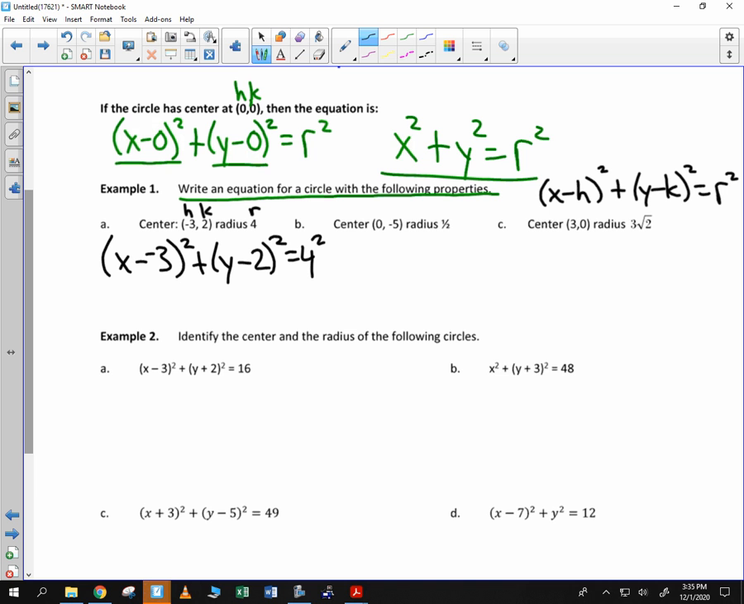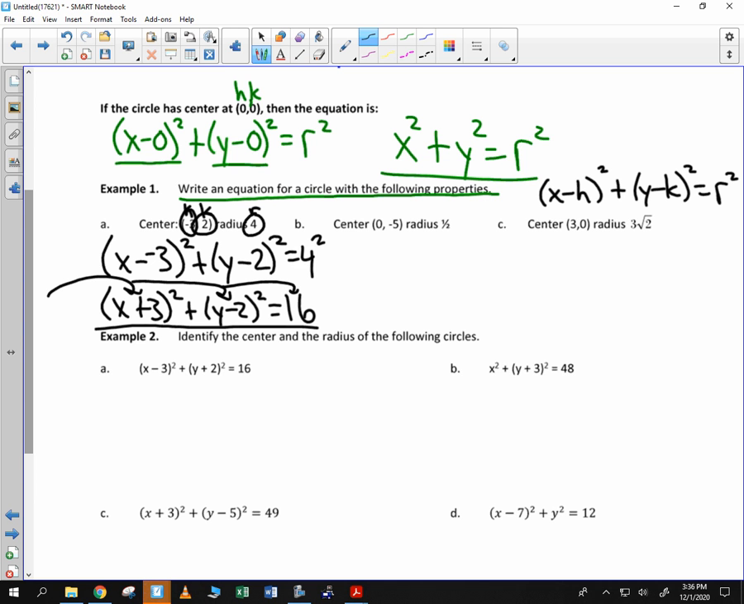Now we don't leave it like that. You're going to write it as (x plus 3) squared, because when you subtract a negative, it becomes positive, plus (y minus 2) squared is 16, since 4 squared is 16. What I want you to understand is that as you look at this x plus 3, that means the center had an x value of -3. And as you have this minus 2, that means it had a y value of +2. And the 16 on the end means that the radius was 4. So keep that in mind.